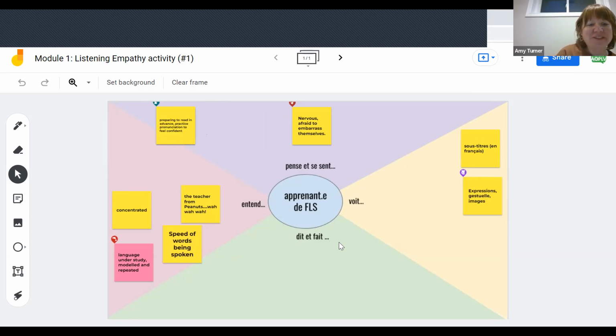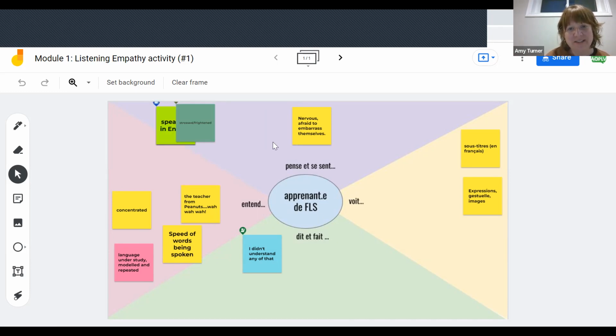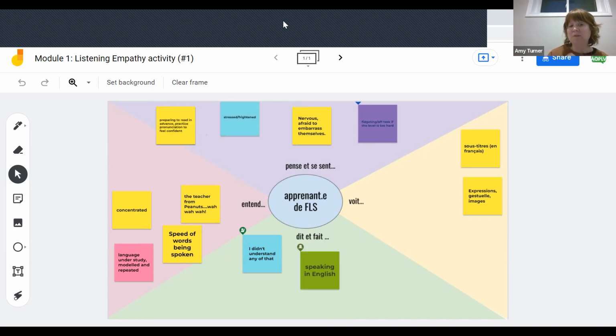I like that. I often think of the teacher from Peanuts, that wah, wah, wah, wah. It's not making sense to them, or even the example with Joey, where the words aren't, we can't make meaning from the words. Yeah, we often hear, I didn't understand any of that. Feeling nervous, afraid that they will embarrass themselves. So that willingness to take a risk sometimes to try when they're not understanding all of it.